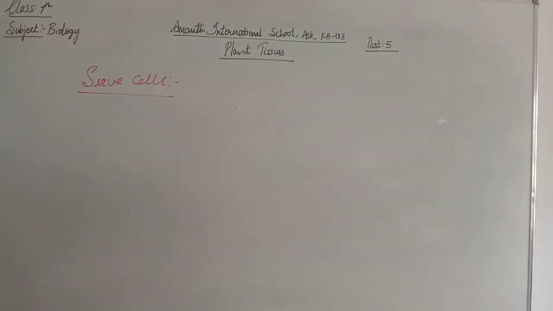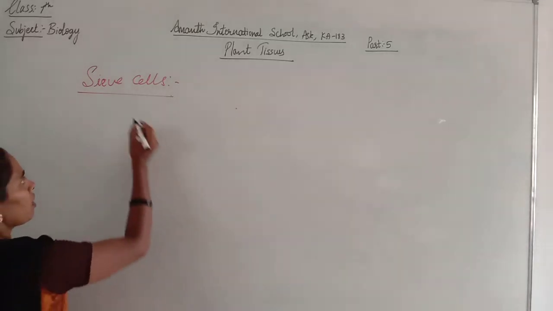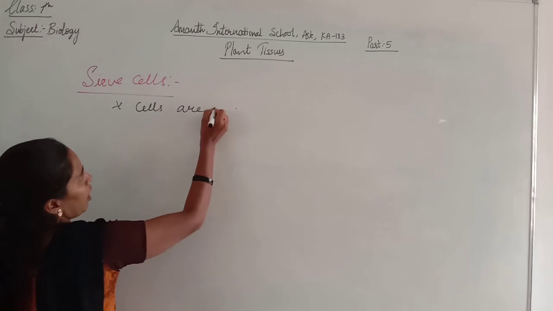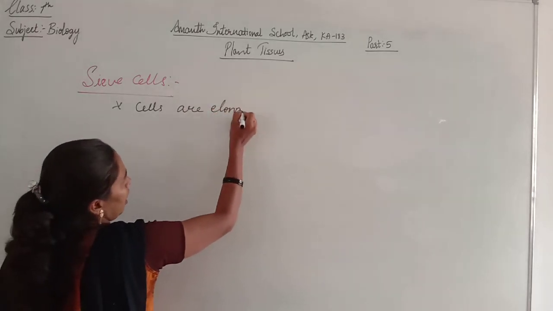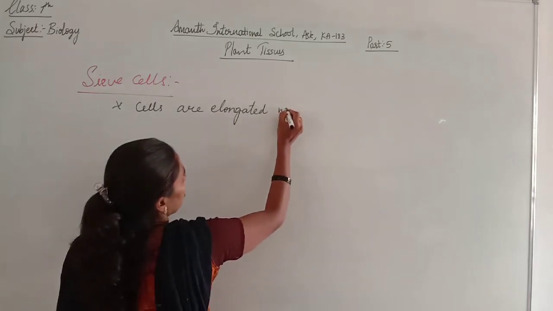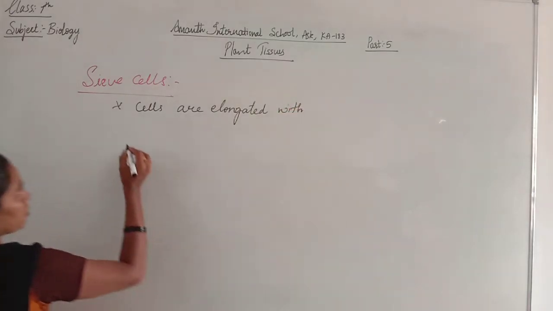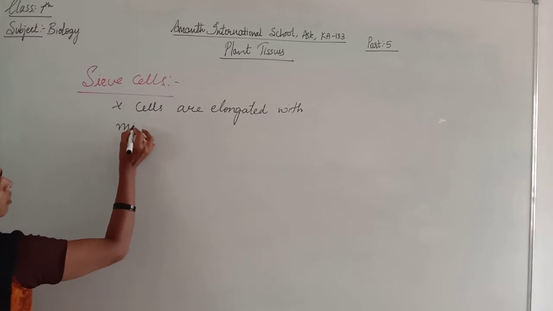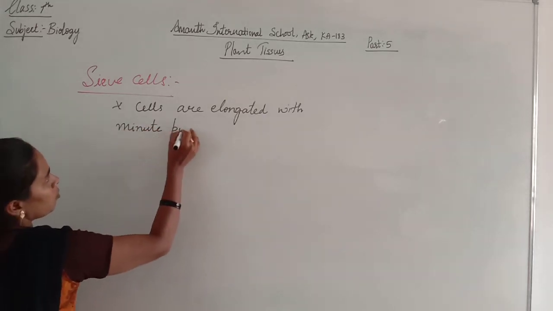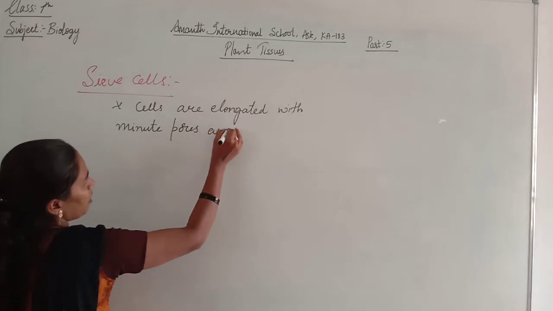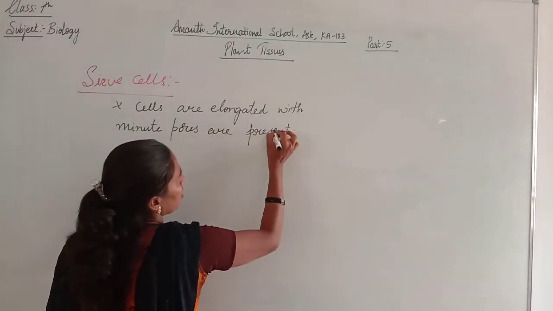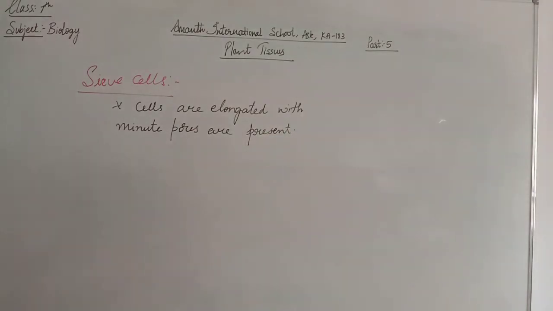How are the cells here? In the CV cells, the cells are elongated, along with minute pores. The cells are elongated and minute pores are present. Minute pores are present in the CV cells.